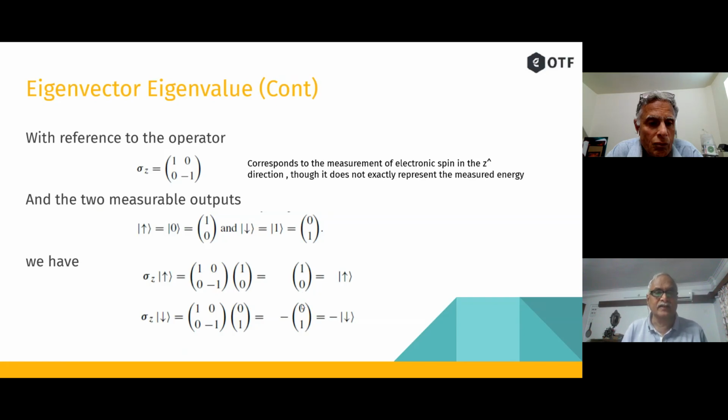So ket 0 and ket 1 happen to be the eigenvectors for the operator sigma z, and plus 1 and minus 1 happen to be the eigenvalues. Right? What does this also mean? Let us quickly understand some aspects of using this mechanism of evaluating the eigenvectors and eigenvalues for sigma z when I try to align myself, probably, let's say, along sigma x.